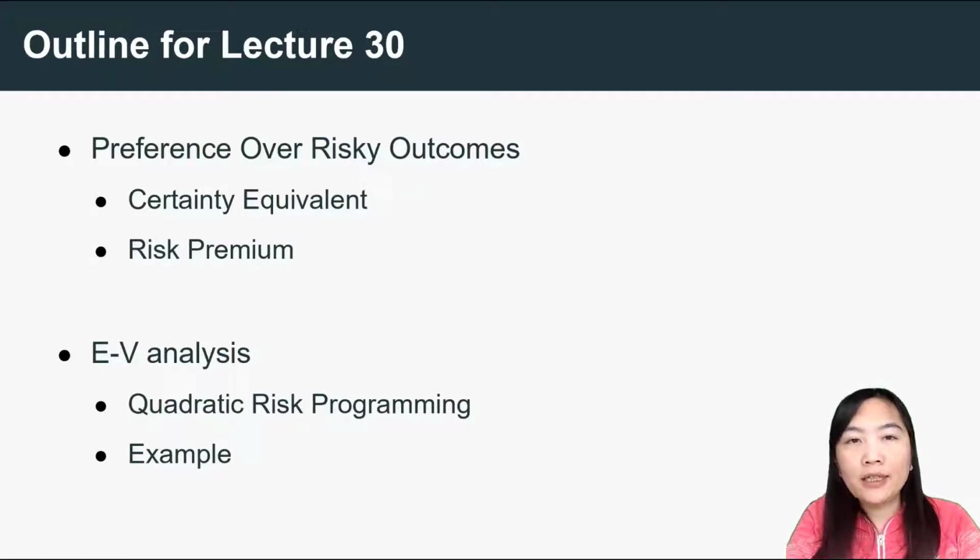And after that, we will use an example to illustrate how you can do the EV analysis, or this time I will call this the quadratic risk programming. We had linear programming before, but this time we will do a little bit of extension, so the objective function is no longer linear. All the constraints are still linear, so that's the type of the quadratic risk programming. And we will get there, using an example.